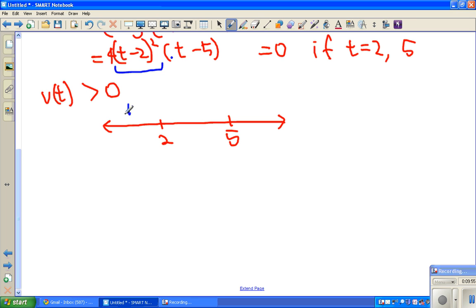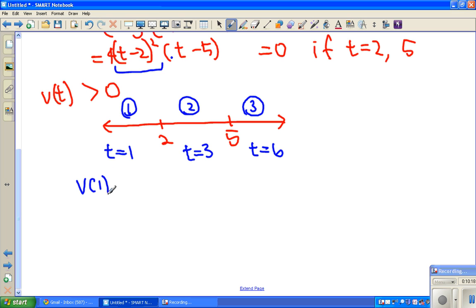And then I say this is section number 1, section number 2, section number 3. And of course, each section will have a test value: t equals 1, we're going to use that as a test value, and t equals 3 as a test value. I'm just picking any number within that context. And then v(1) will be equal to 4 times (1 - 2)^2 times (1 - 5). So as you can see, I'm using this function right here. And you will realize that this portion is simply equal to 1, hence we end up getting negative 16.